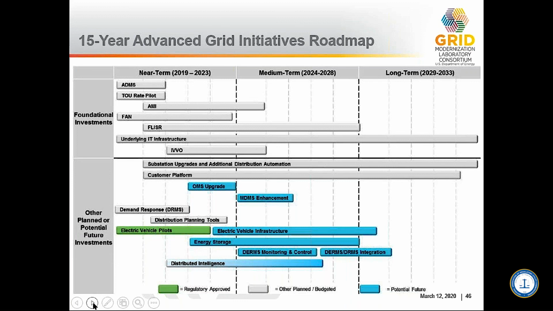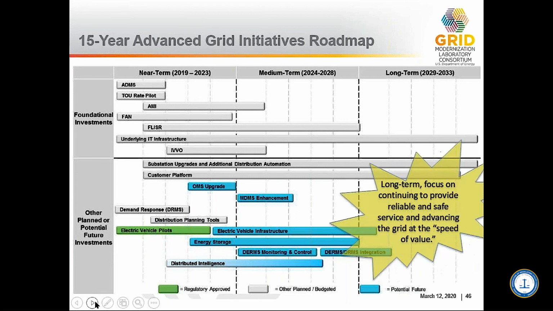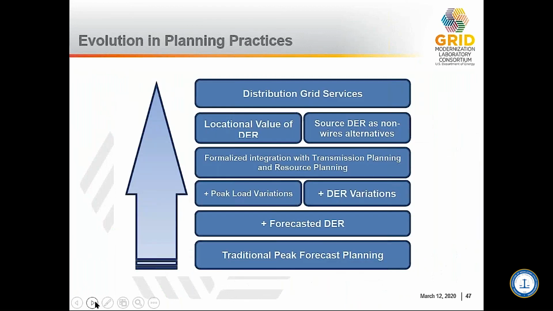So the long-term focus is on continuing to provide reliable, safe service and advancing the grid at the speed of value, which is a very nice term, by incorporating grid modernization initiatives. Next slide, Carrie, which I think is the last slide, or second to last slide. Grid modernization provides a roadmap for building on the traditional distribution planning and incorporating advanced planning features to address DER and other non-traditional solutions. So this is what this chart is showing. We're basically traversing from the traditional, moving up to using grid modernization to advance distribution planning, which Debbie Lou will talk about in a few minutes.